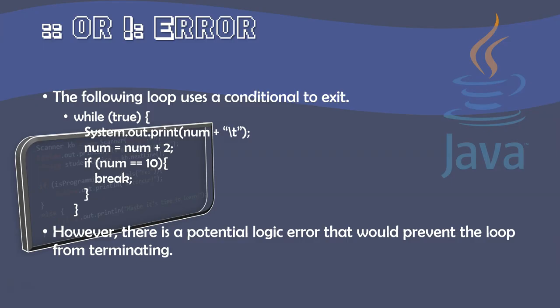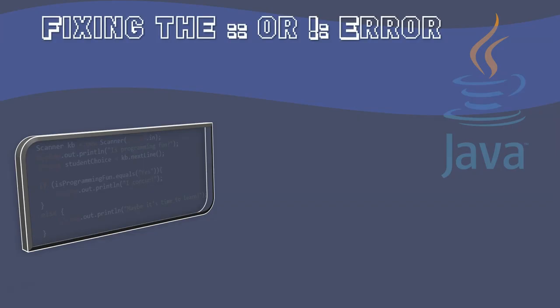However, there's a potential logic error that would prevent that loop from terminating if we have this code as is. And you might be able to look at it and see right away what is that thing that's going to prevent it from doing that. So how do we fix this one? This one's a little different.